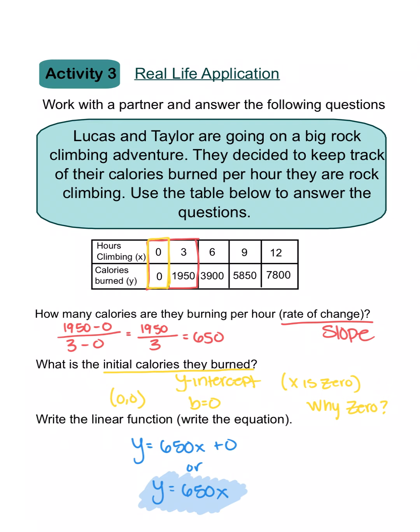So therefore the linear function or the equation would be, again, y equals mx plus b. y is equal to slope 650x plus our y-intercept of 0, but we don't actually have to write plus 0, so your more correct answer would be y is equal to 650x, and that's just your answer.